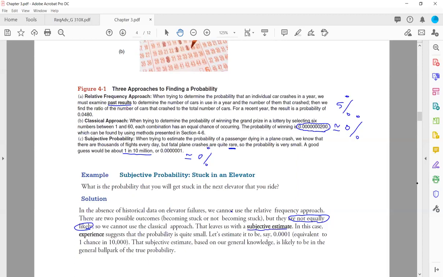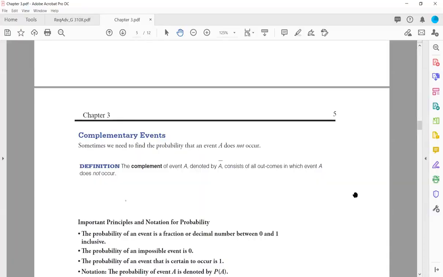In this case, experience suggests that the probability is quite small. Let's estimate it to be, say, very small, almost 0, 1 in 10,000. So the subjective estimate based on our general knowledge is likely to be in the general ballpark of the true probability. So very small, almost 0%. Let us talk about the complementary events.